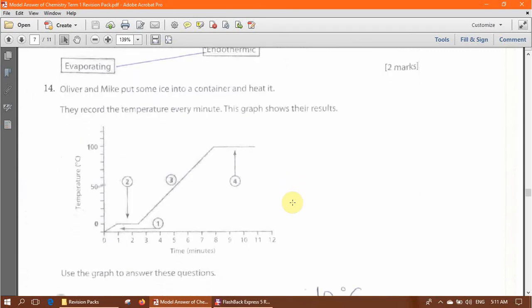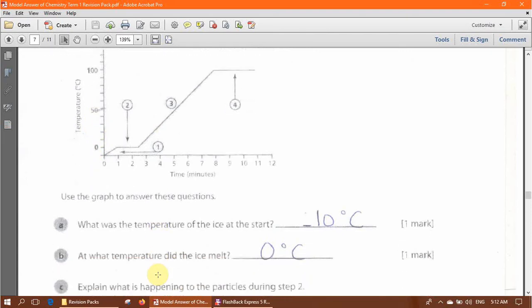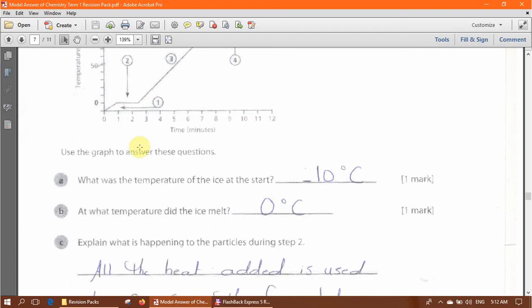If you're going to have this heating curve, so what is the temperature at the start? It's minus 10. As you see, it started a dash below the zero. It's minus 10 because each dash is 10. For example, 0, 10, 20, 30, 40, and 50. Okay, at which temperature did the ice melt? It melted at 0 degree Celsius. The first plateau shows the melting of ice. Here, the ice starts melting, and here, all the melting is done. So all the ice changes to water.